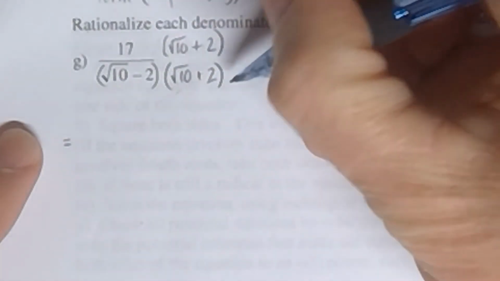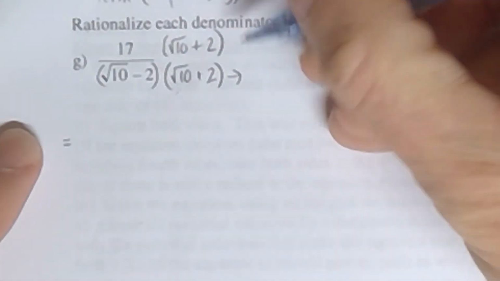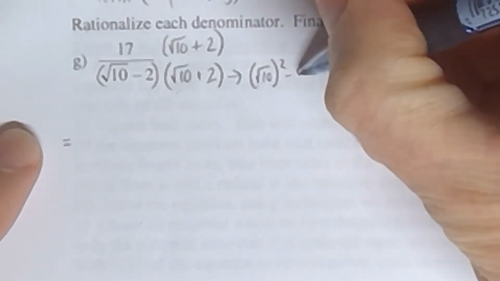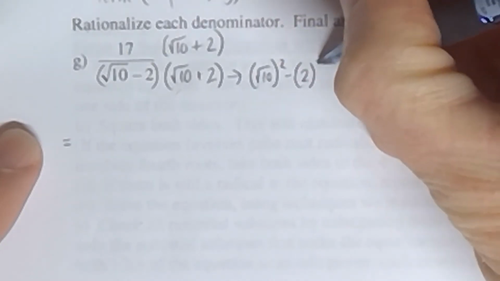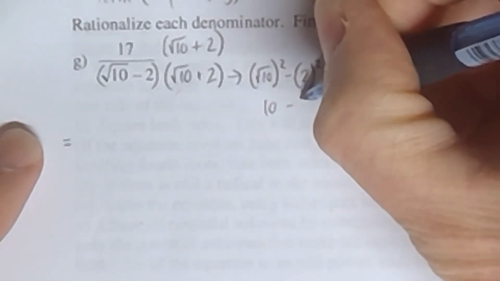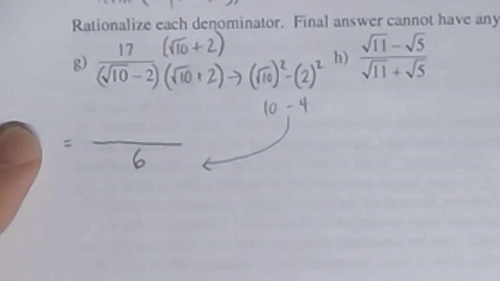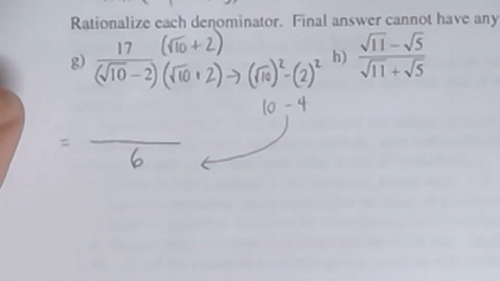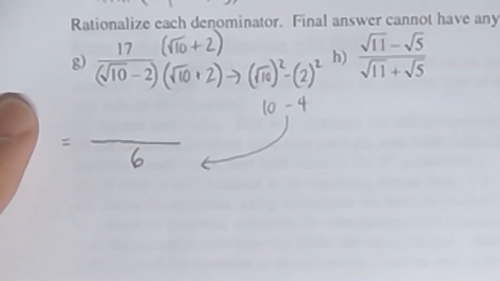As we just found out, the bottom is equal to square root of 10 squared. I'm just rewriting this so you have it on the paper. Minus 2 squared. And as we know, that is going to be equal to 10 minus 4, which is 6. And we did it. We turned the denominator into a regular term without a radical, just like on the front side of the worksheet. Had to do a little bit more work to get there, but we did it.